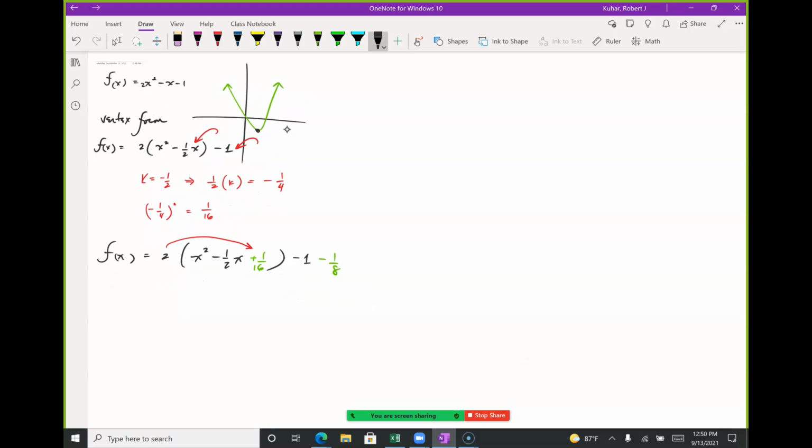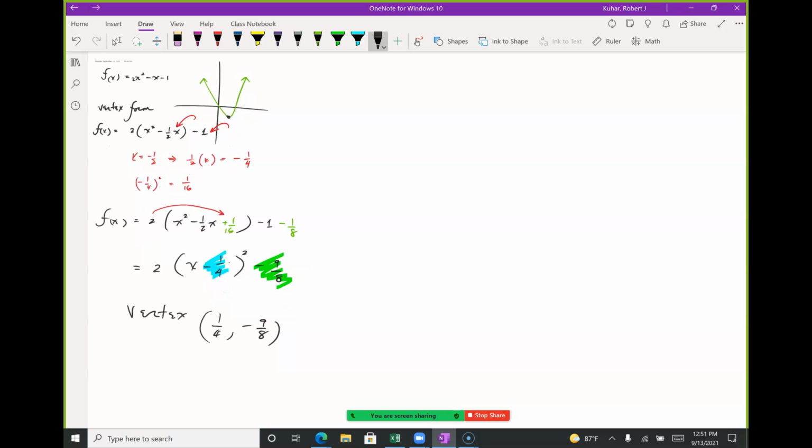So I end up getting 2 times the quantity of x and half of k all squared. So that's x minus 1/4, all quantity squared, minus 9/8. And so my vertex is actually coming from the opposite of this and the actual of this. So my vertex is at 1/4 comma negative 9/8.